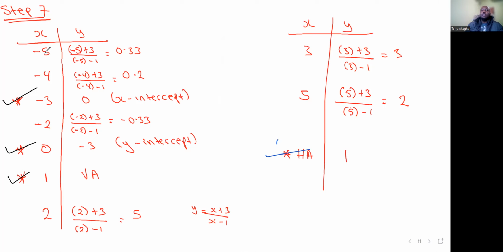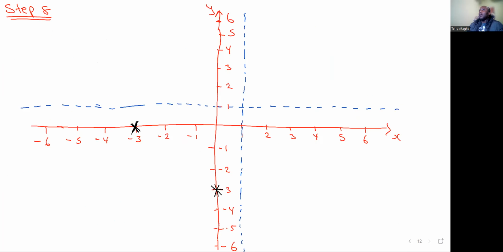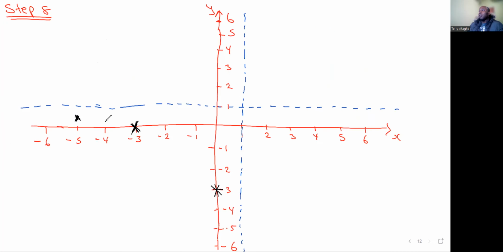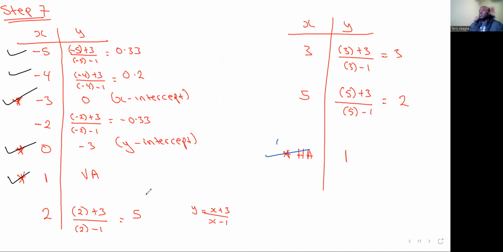So we have -5 and 0.33. So x is -5 and y is 0.33, so somewhere here, okay? Then the next one, we have x is -4, y is 0.2, let's say 0.2 is somewhere here. Then the next one we had is -5, we've done this too. We have x is -2, and y is -0.33.